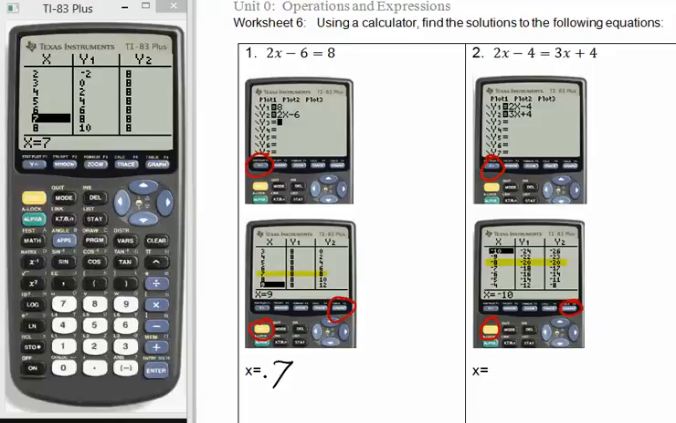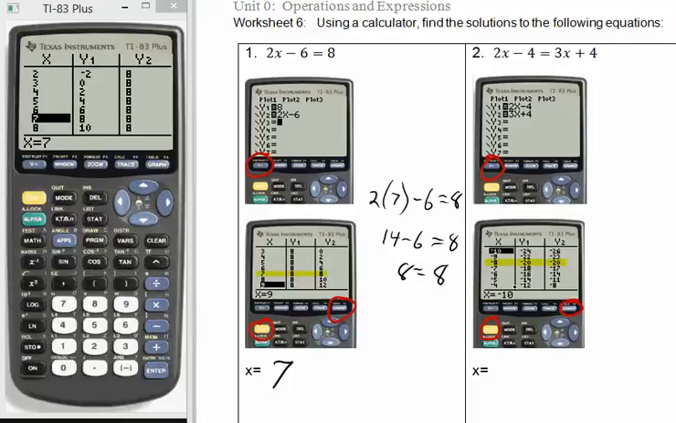Now if I go back and I put this in, you don't have to do this, but if I go back and I put this in, I got 2 times 7 minus 6, that should equal 8. So 2 times 7 is 14, minus 6 equals 8. 14 minus 6, 8 is equal to 8. And without actually solving the equation by hand in any way, we just found it right here on the calculator.